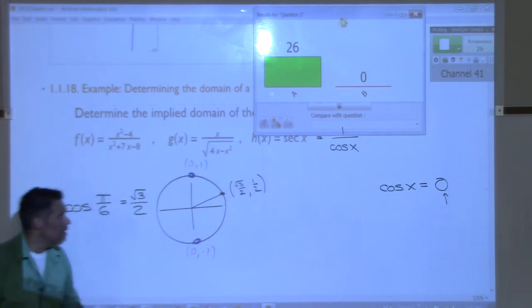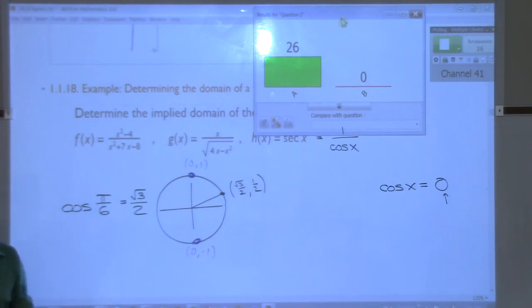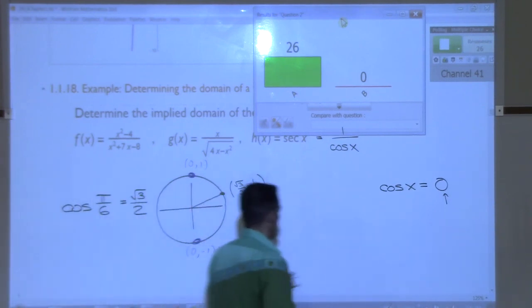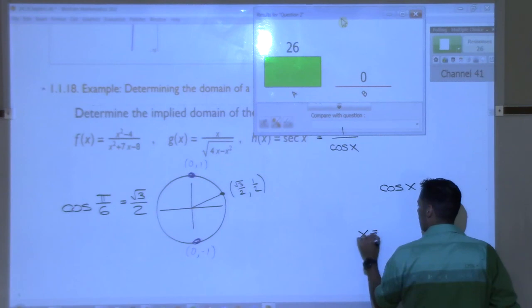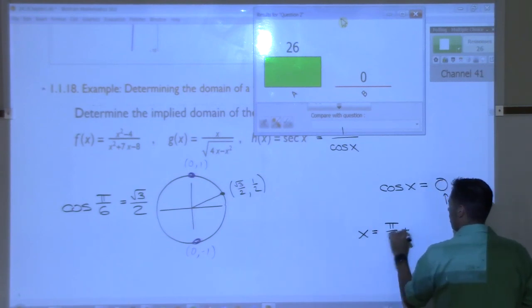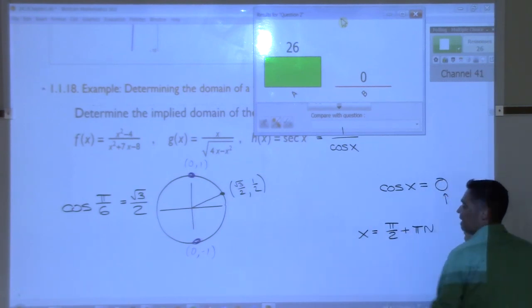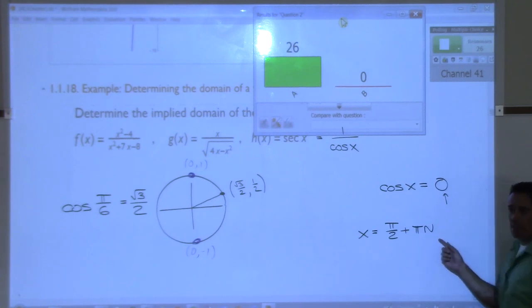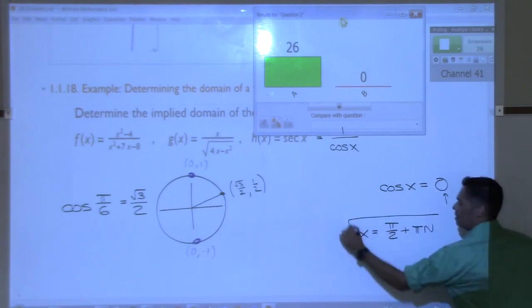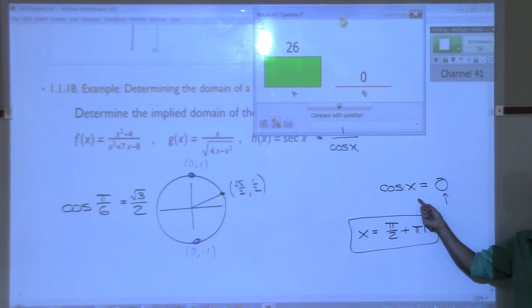I'm out of time. That's incorrect. That's not the answer. I mean, it is, but it's not. The correct answer here is pi over 2 plus pi times n, or pi times k. Now, we'll pick up class with this. See, there's an infinite number of solutions to this.